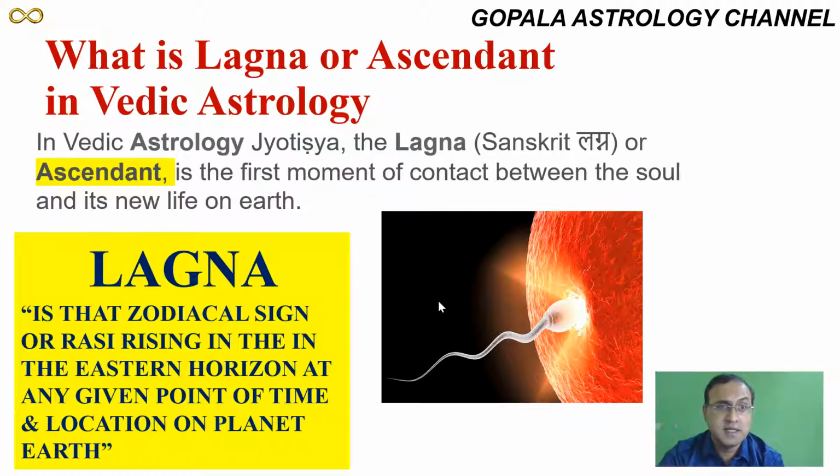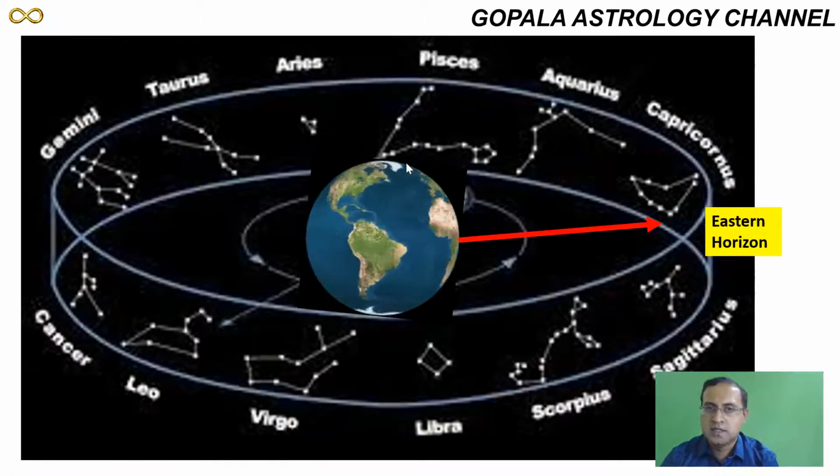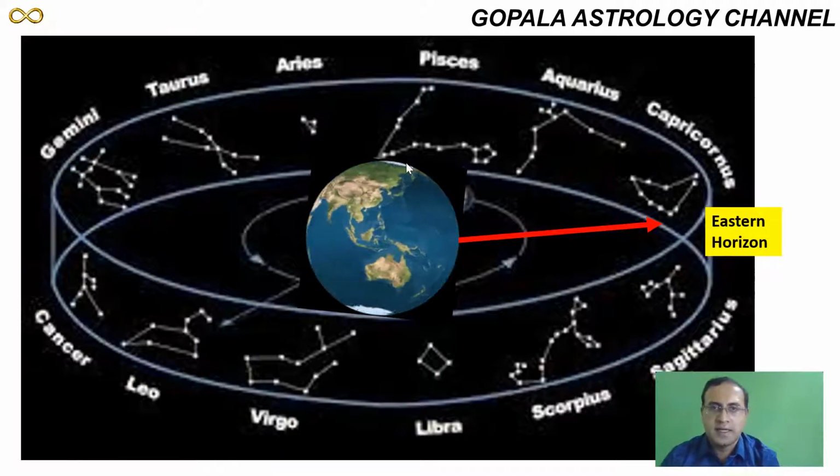If you take the ancient texts of Vedic astrology, you can even see the definition of Lagna: it's the first moment of contact between the soul and the new life that is getting created on planet Earth. It's very simple to understand. Anything that is newly going to start is actually called Lagna. Let's try to understand this simulation very clearly here.